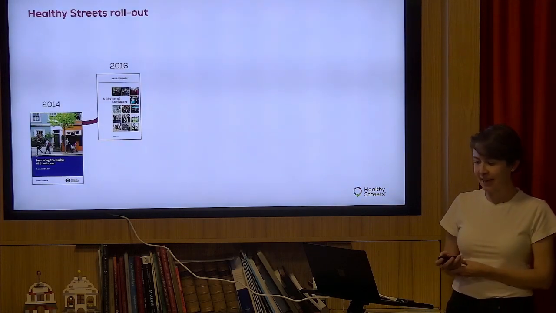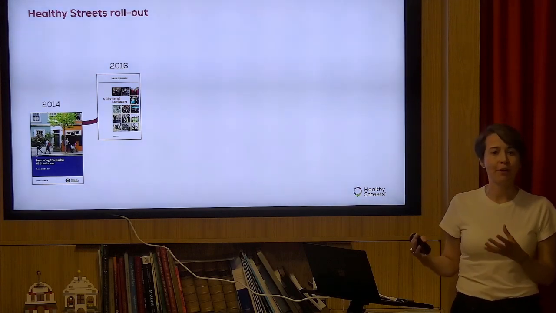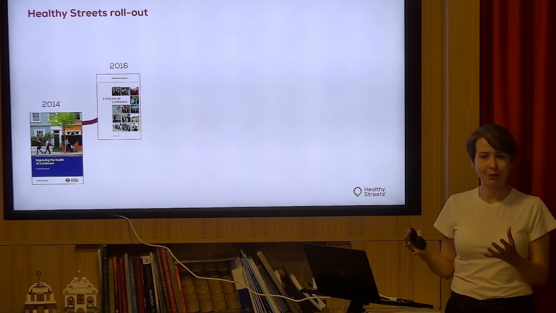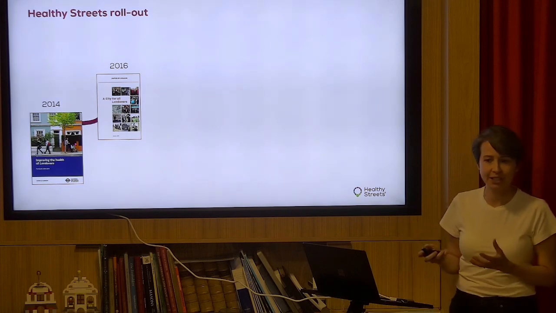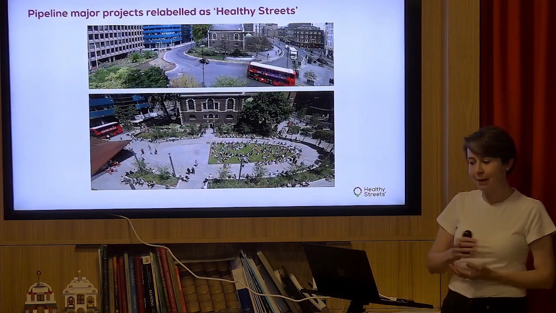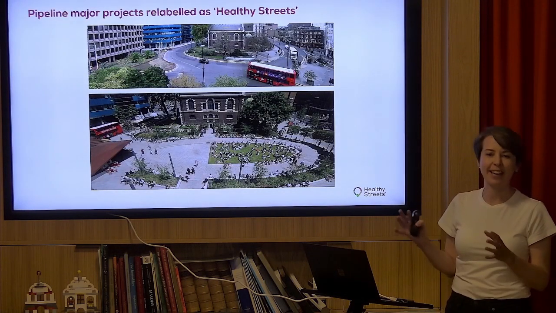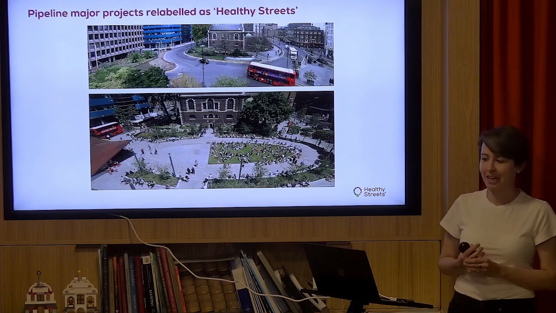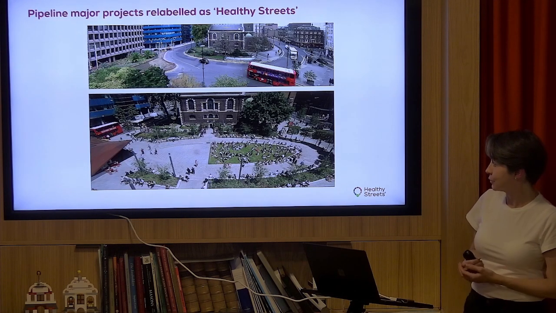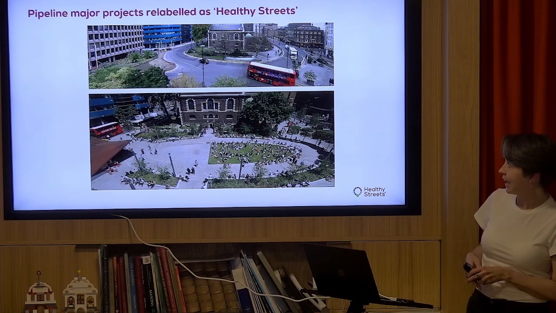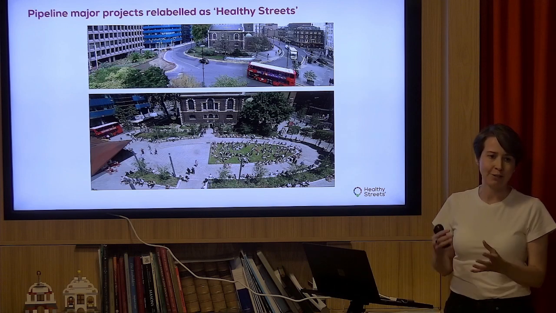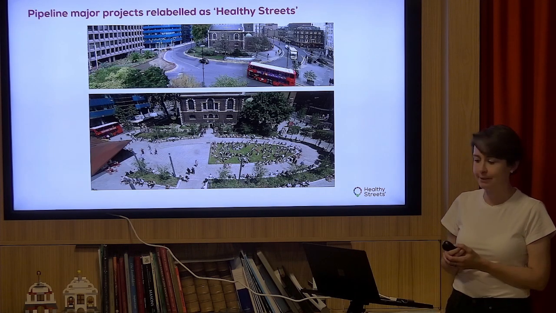So following on from that, the initial response is one that you often see when there's a change in policy direction, which is that everyone looks at what they're doing already and tries to see what fits with the new agenda. And this happened in London. So the pipeline of major projects that looked like they kind of fitted with Healthy Streets got relabelled as Healthy Streets projects. And one of the most well-known is this one in Aldgate Square, where you can see the gyratory was reconfigured to allocate much more space for people who are walking, cycling and spending time.